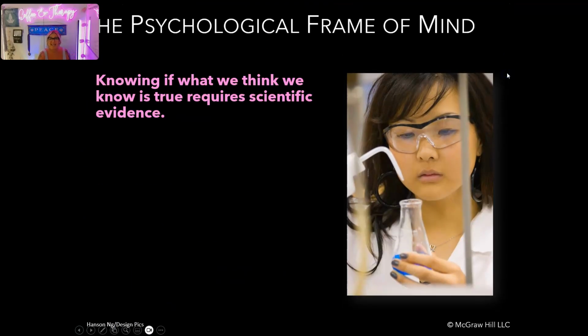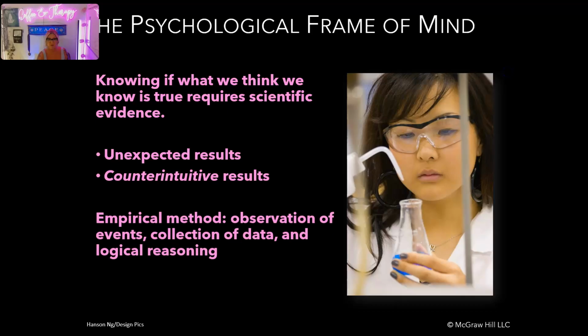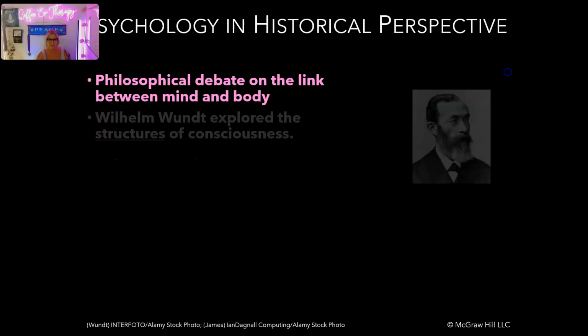All right, knowing if what we think we know is true requires scientific evidence. So we're going to have things like unexpected results, counterintuitive results, and then the empirical method. You have to go along with that with this psychological frame of mind. So that's observation of events, collection of data, and logical reasoning. So you have to have that in order to explore this further.